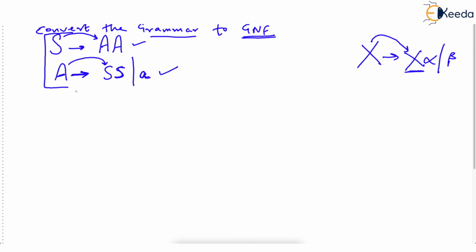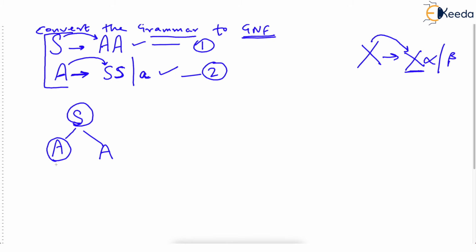In fact, there is indirect left recursion. Just observe. Let's call this the first production and this the second production. Now tell me, if S derives A, I'm just drawing it in the form of a picture or a parse tree. Correct? Start symbol derives A followed by A. But what will A derive in the next step? A will derive S followed by S. I've used this production. You can see that we started with S and landed in S.